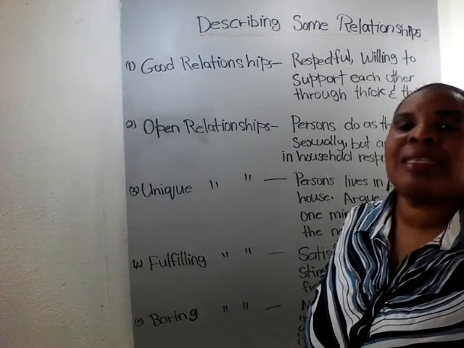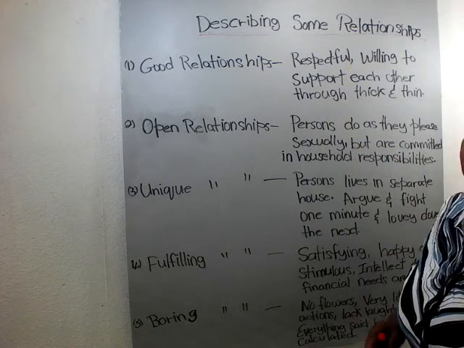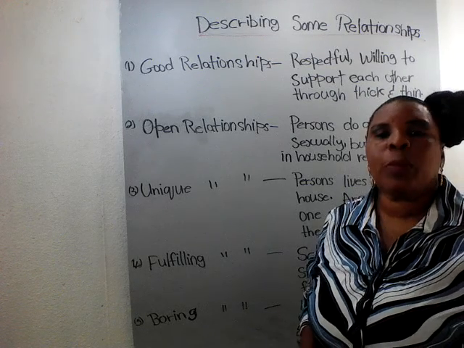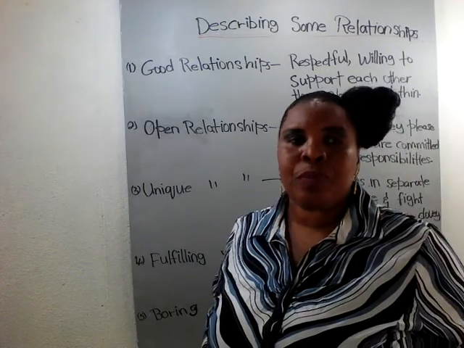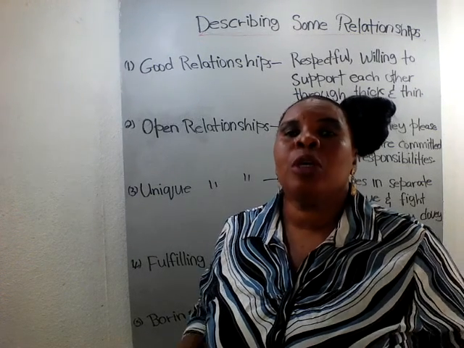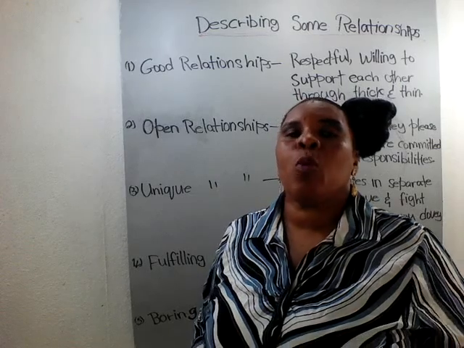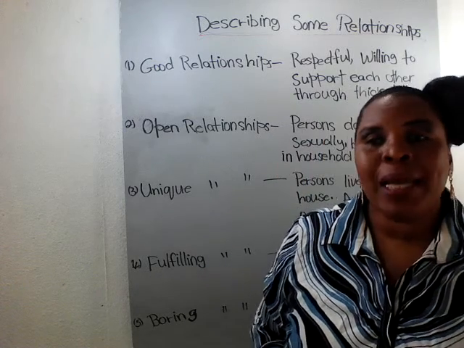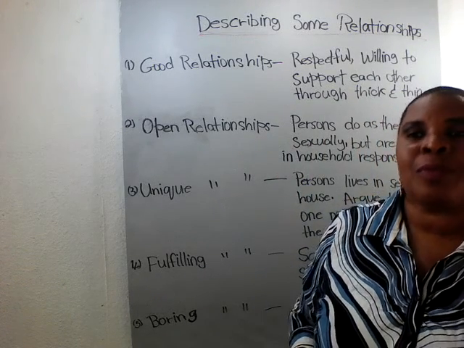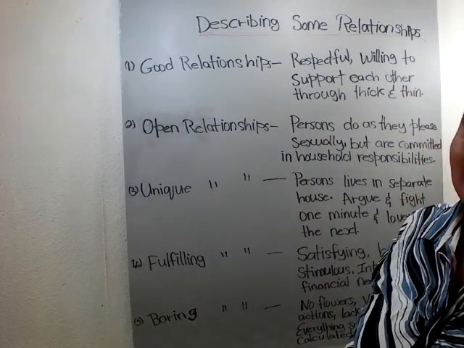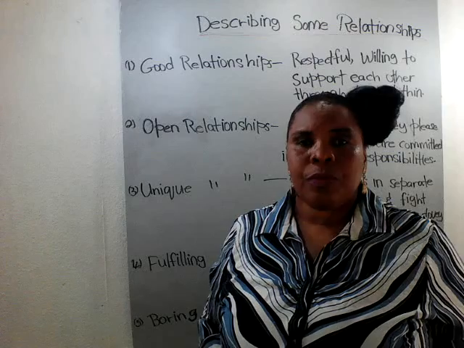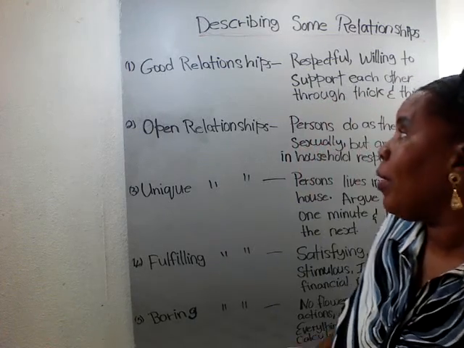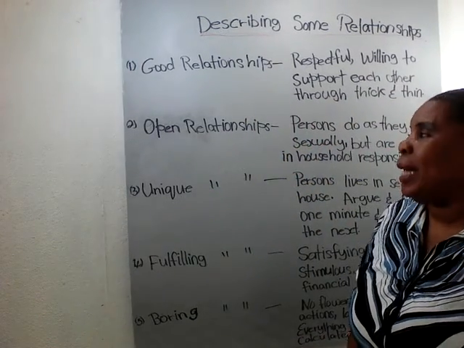Good relationships. And what are the characteristics of a good relationship? It is respectful, willing to support each other through thick and thin. So if the person gets sick, you're there to give them some support, some form of comfort, some word of encouragement. If they get broke, you're there to assist them financially, or help them pay some bills. So that is a good relationship. You have support, you have good communication, you have help. To support or to help is the same thing. So that is the characteristics of a good relationship.